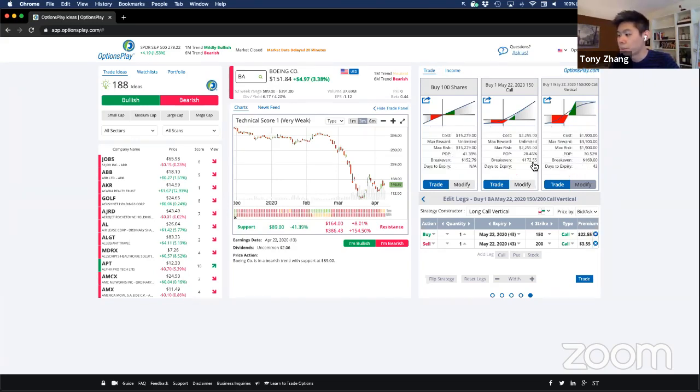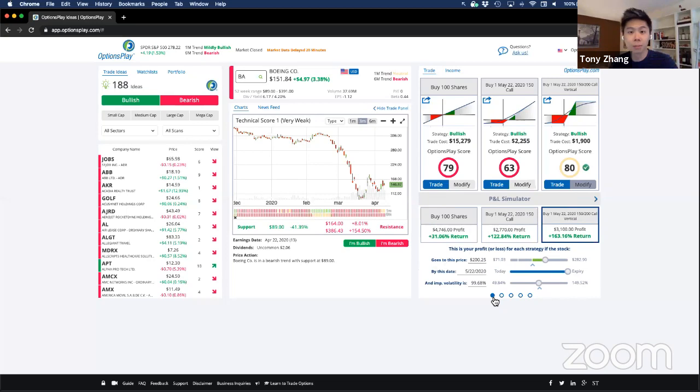So I've reduced my break-even price here from $172.55 to just $169. I've increased my probability of profit by about 2 percentage points, and I've reduced my risk from $2,250 to $1,900. So let's take a look at what reducing my risk by 15% really equates to.